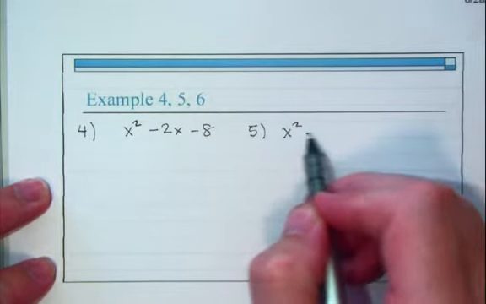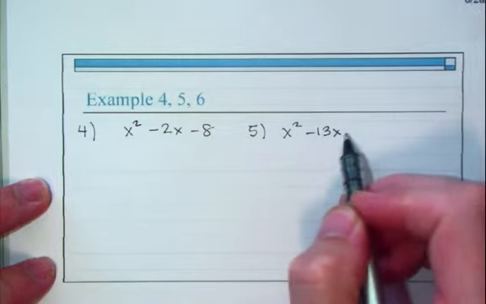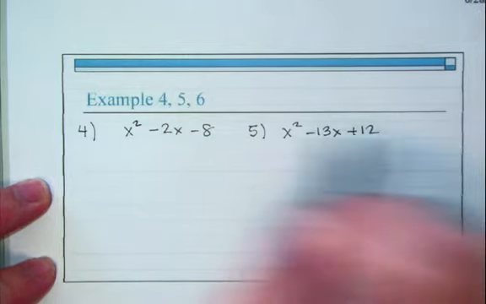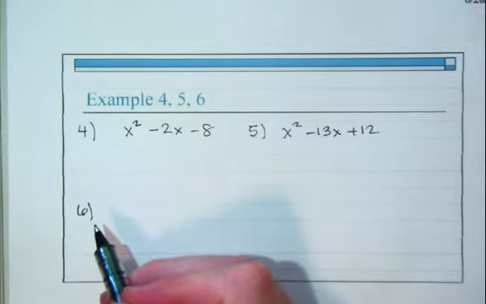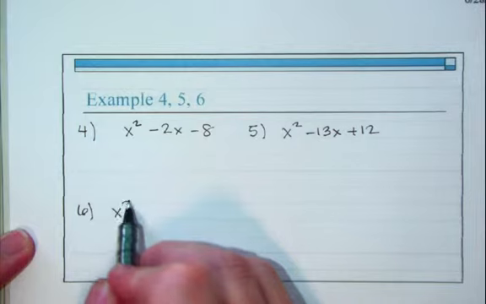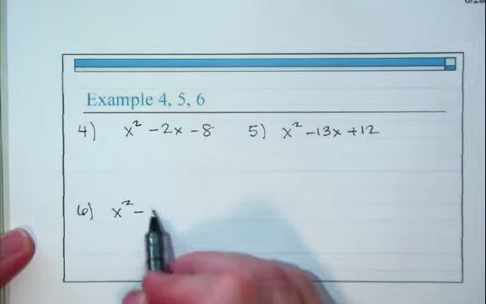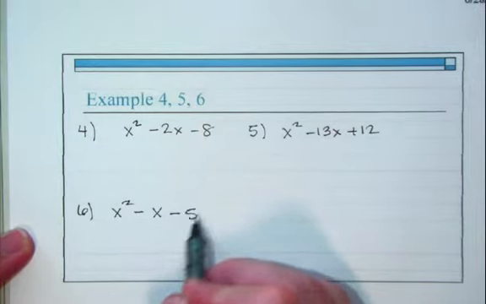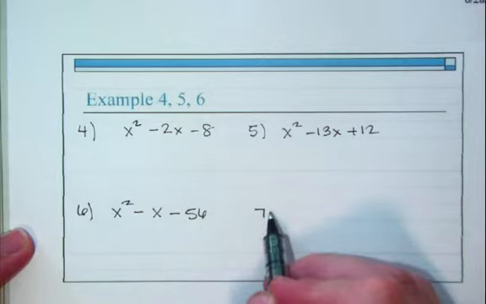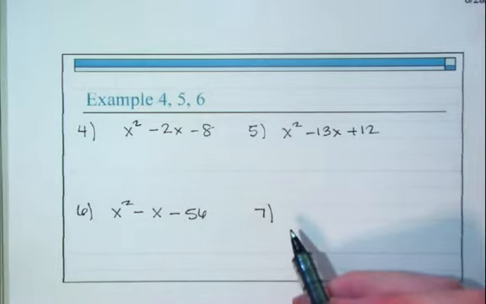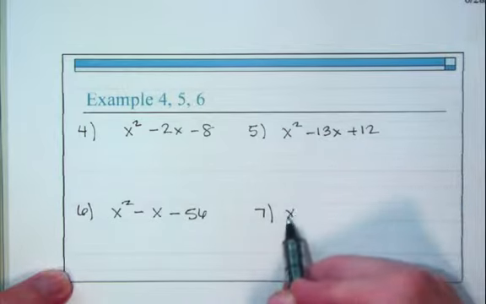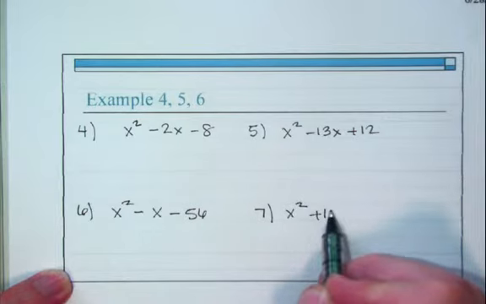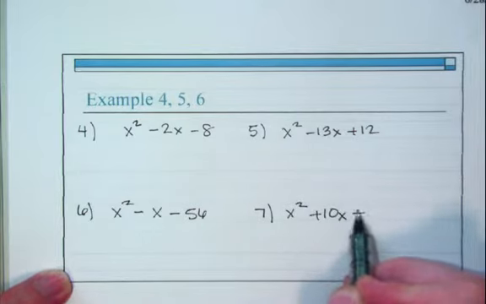Here's number 5: x squared minus 13x plus 12. Here's number 6: x squared minus x minus 56. And here's number 7. We'll try this one. Number 7, let's try x squared plus 10x and then plus 12.